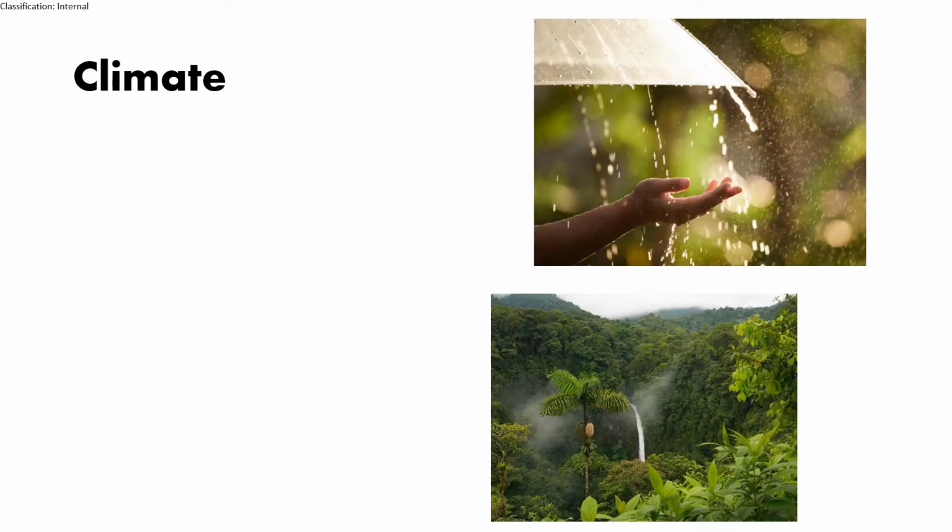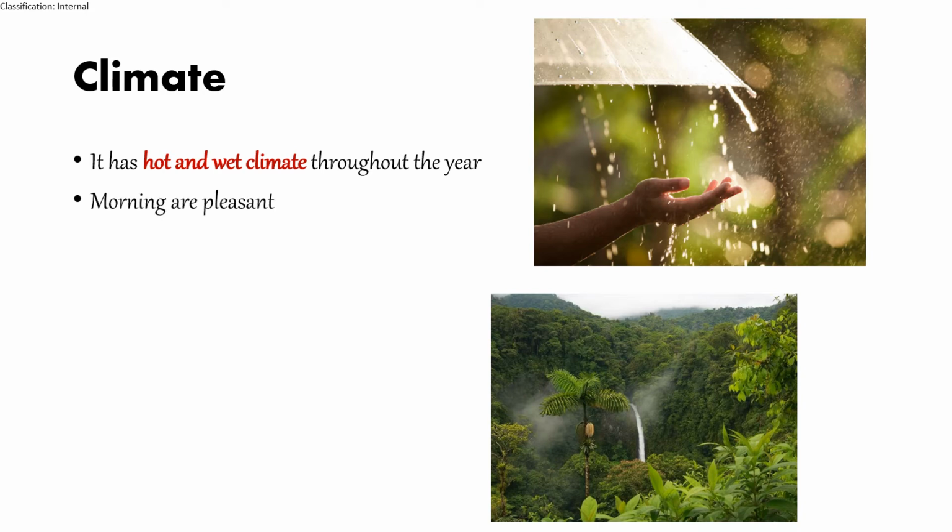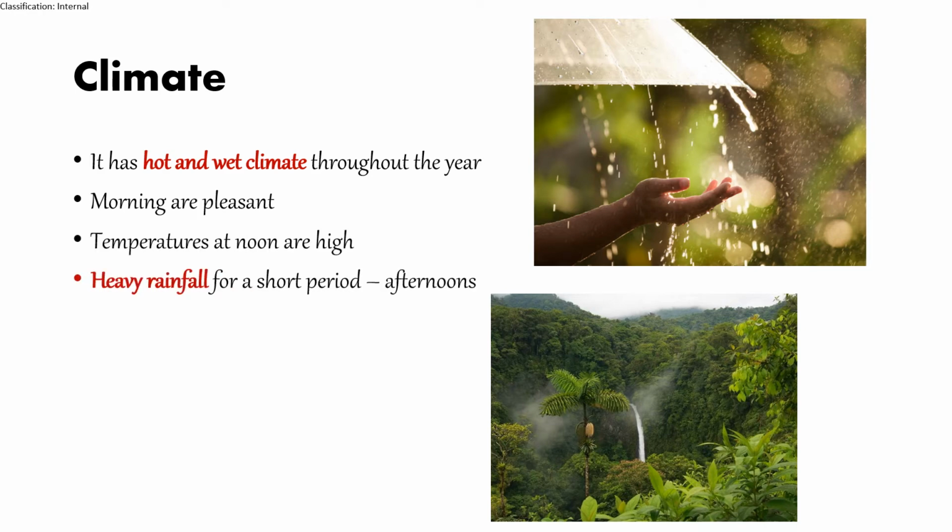Climate. As the Democratic Republic of Congo is located near the equator, it has a hot and wet climate throughout the year. The mornings are quite pleasant, but the noon temperatures are high. The temperature during the day is between 30 to 35 degrees Celsius. In the afternoons, there is a heavy rainfall for a short period. Evenings and nights are much cooler.